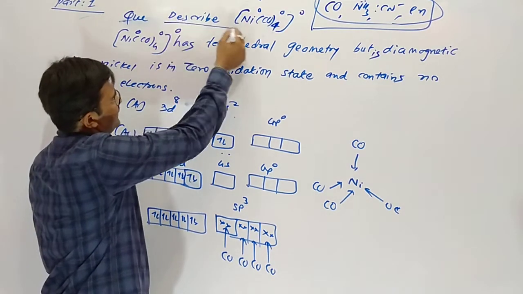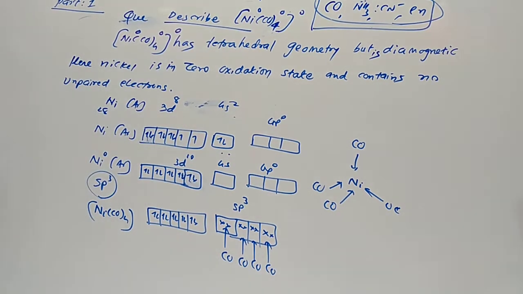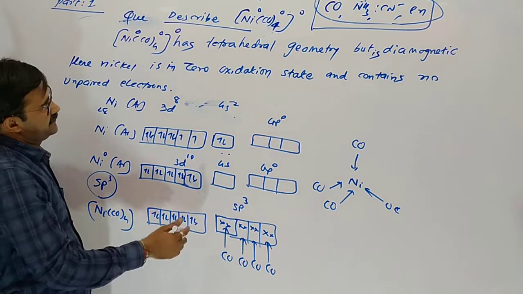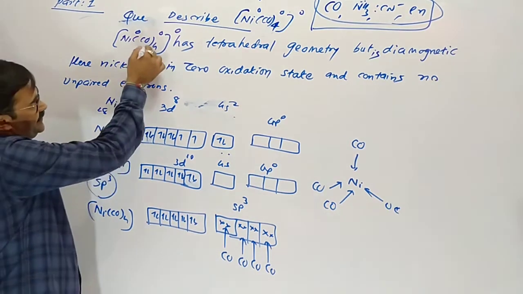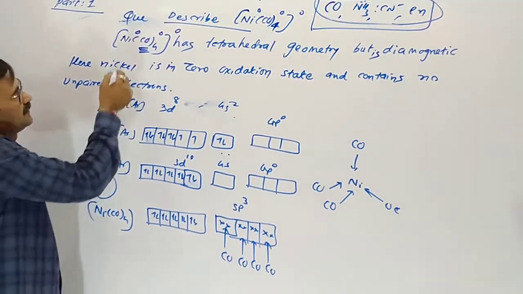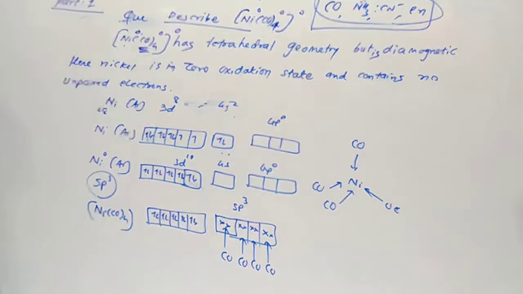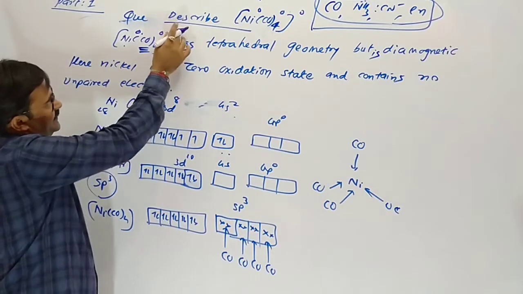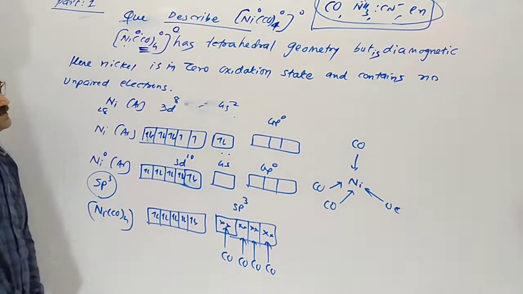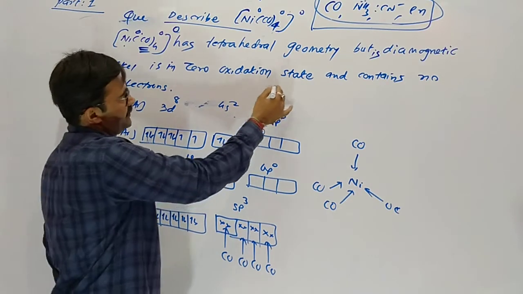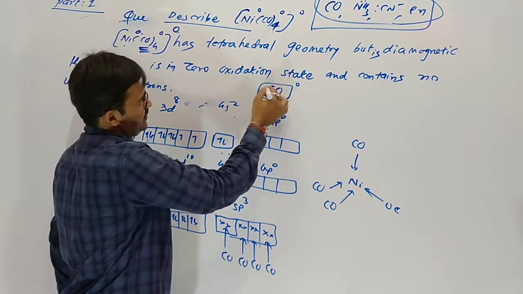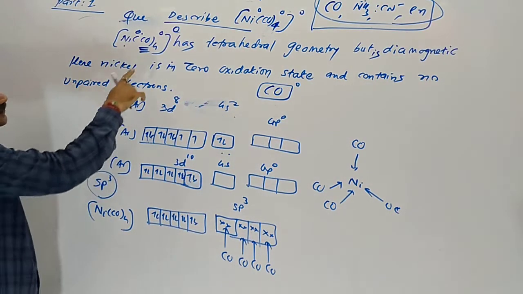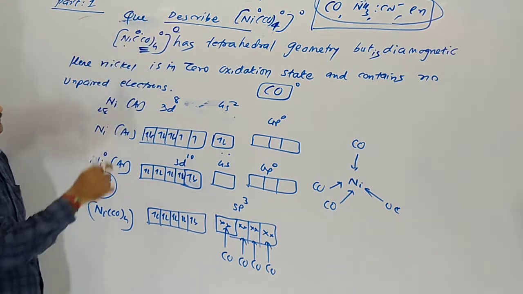The question is: describe the geometry and magnetic property of the complex entity Ni(CO)4. The name of the compound is tetracarbonyl nickel(0). Here the total charge on the entity is 0. Carbonyl is a neutral ligand by charge, so getting 0, nickel should be 0.